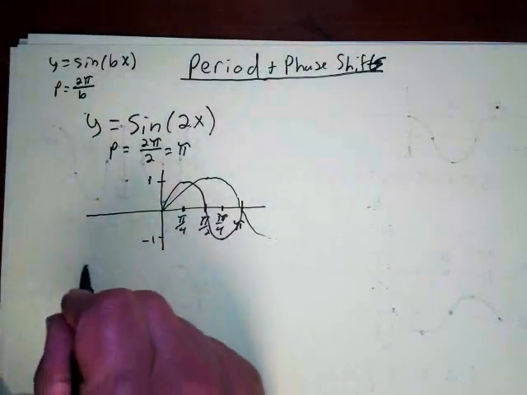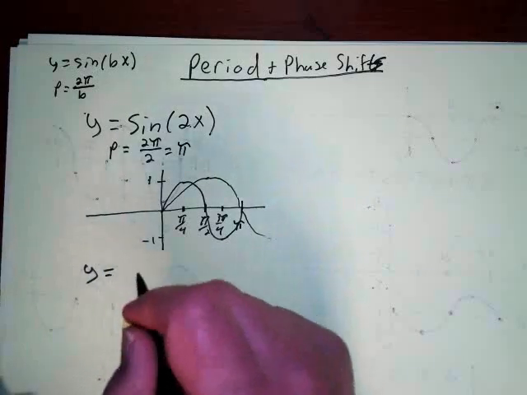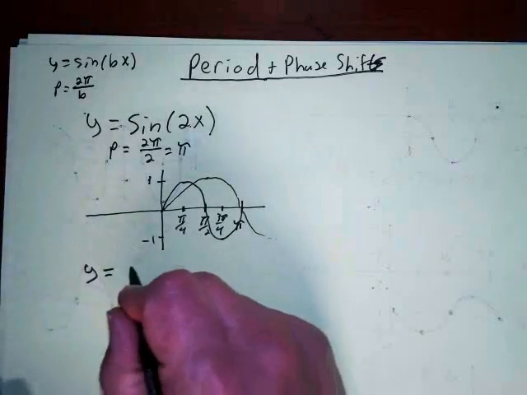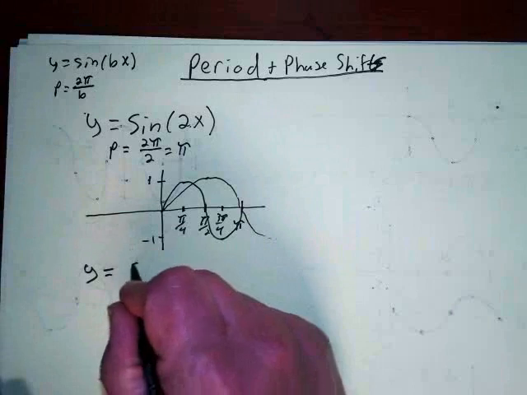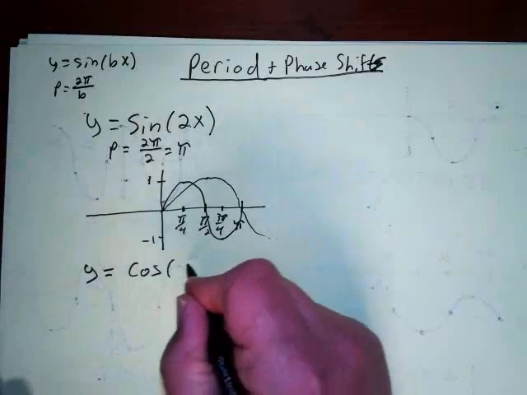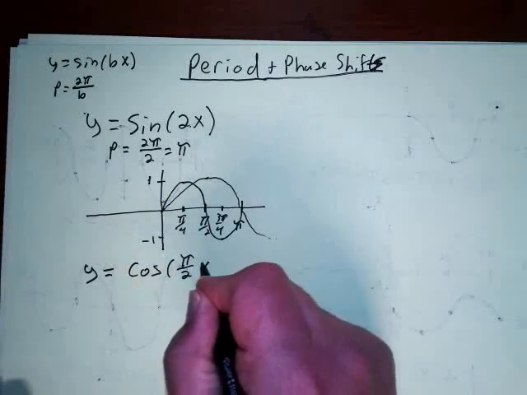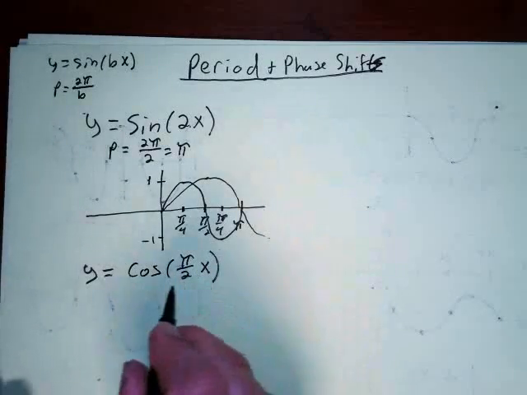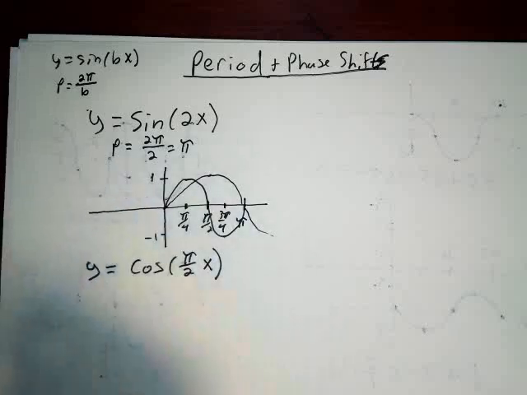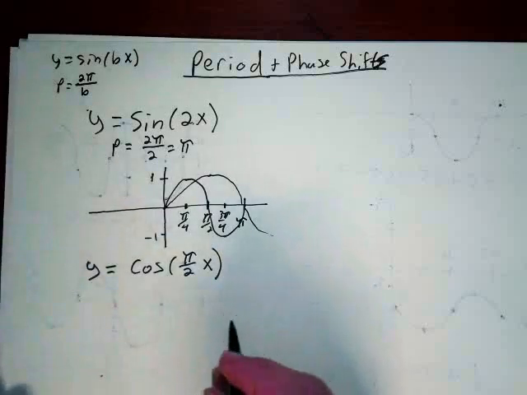So let me give you another example, and this is kind of interesting. What if I had this? So we'll do cosine of pi over 2 times x. So now my b is actually a radian. So let's see what happens here.